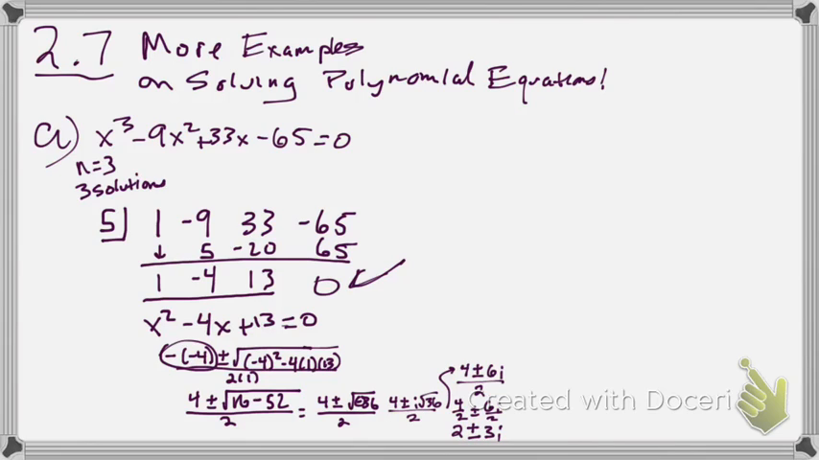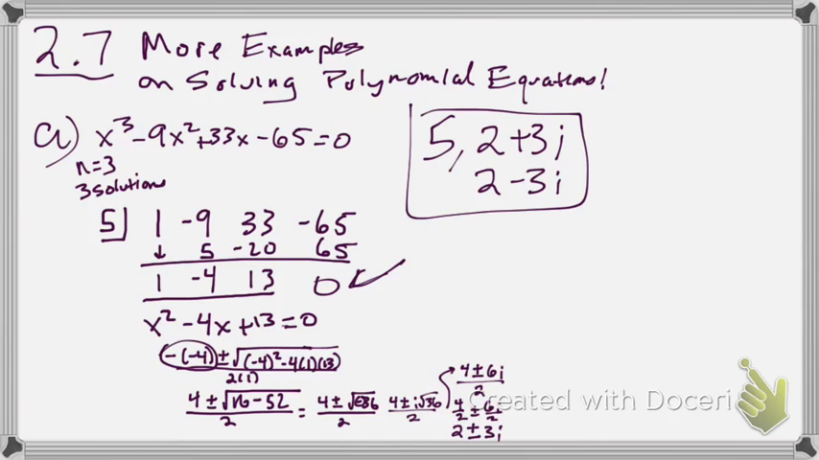So in all, if I answer the question, these are my zeros. I have 5 as an answer, then 2 plus 3i is one imaginary, and 2 minus 3i. Those are all three solutions, one real, and these two guys, they're imaginary. Let's see if I can do one more example with you guys.